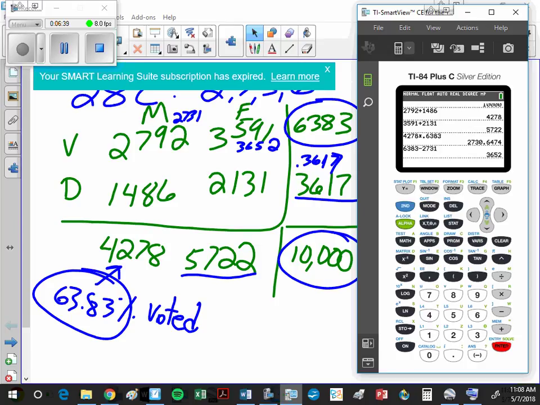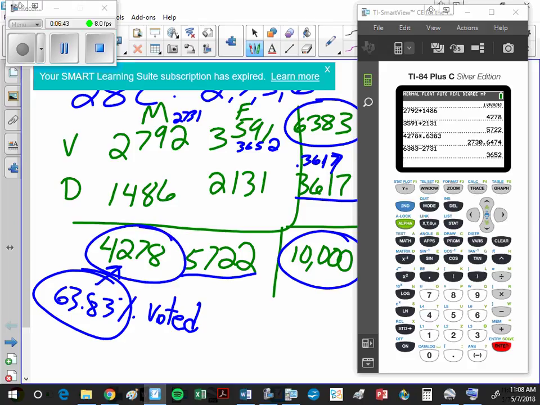So I'm going to take 4278 and multiply it by 36.17%. 4278 times 0.3617, and I get 1547. And if you notice, this number plus this number is this number. So really, once you have one of them in a 2x2, then you can find all of them.